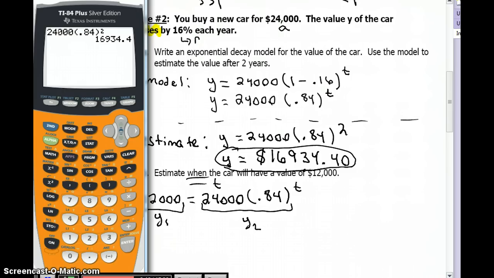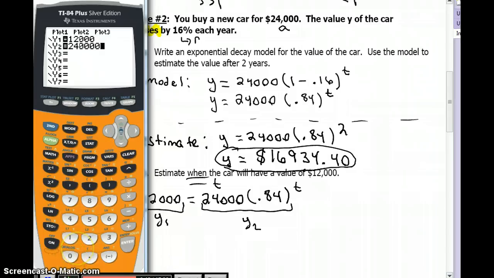So let's get our calculator out. So in y1, we'll go to y equals. Make sure your stat plot is off, all right? So I'm going to go to y equals here and put 12,000 in. And then I'm going to go down here and put 24,000.